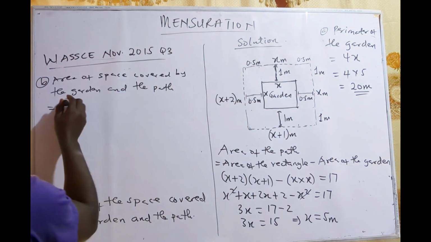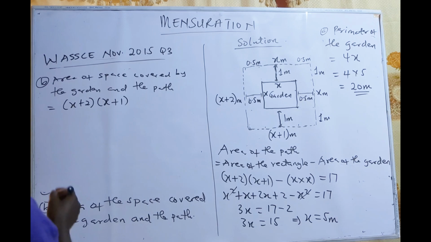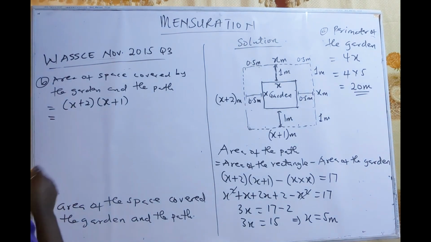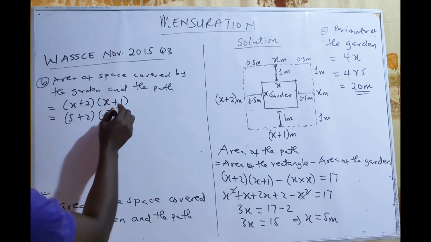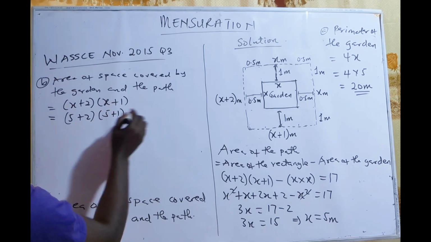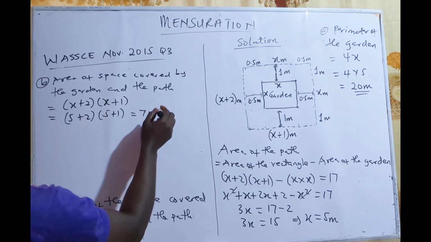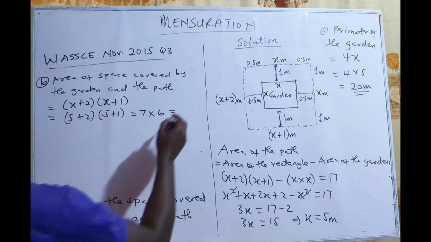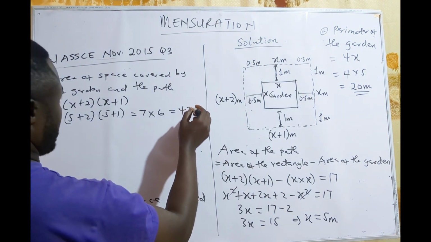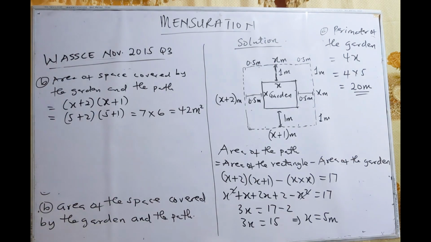So that is x plus 2, the length, times what? The width. Alright. So what is x? 5. So 5 plus 2, and then 5 plus 1. And what is 5 plus 2? That is 7, times 5 plus 1, that is 6. And 7 times 6 is what? 7 times 6, that will be 42. Alright, 42 meters squared. And that is so simple.